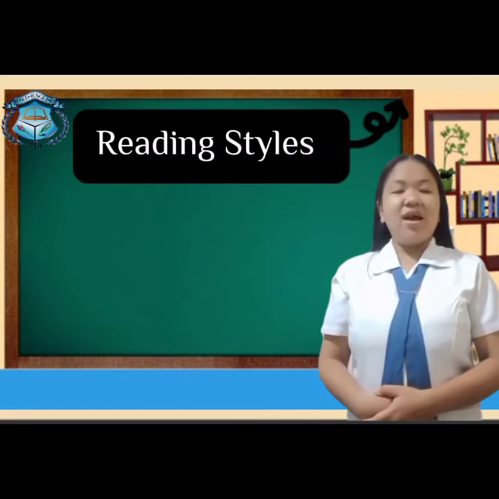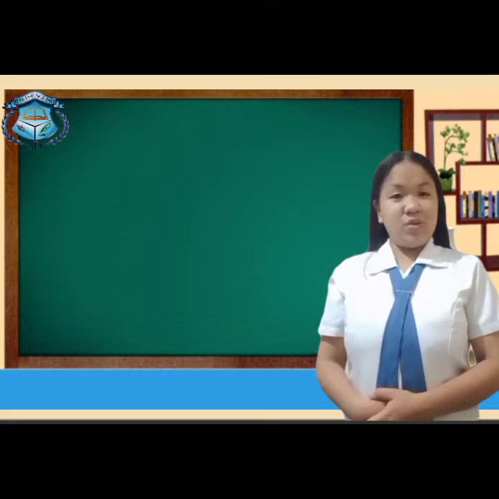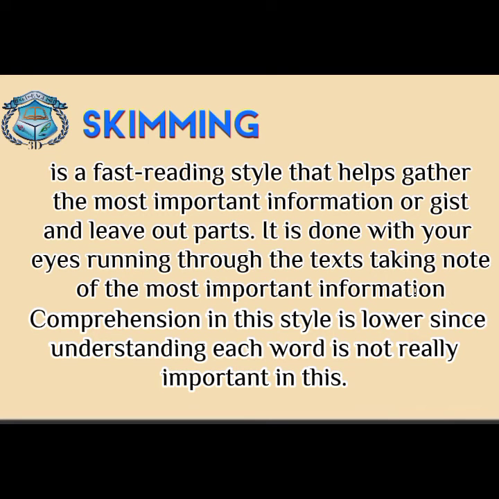So what is reading style? There are different reading styles that one may use. This includes scanning, skimming, intensive and extensive reading. Skimming is a fast reading style that helps gather the most important information, or gist, and leaves out parts. It is done with your eyes running through the text, taking note of the most important information. Comprehension in this style is lower since understanding each word is not really that important.